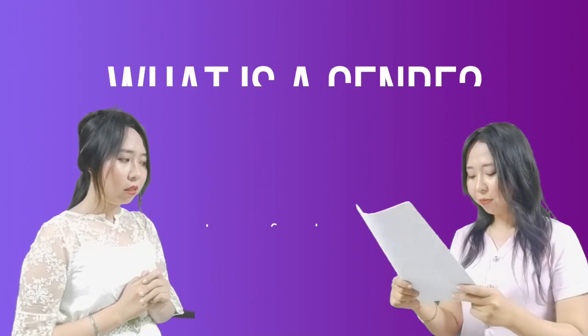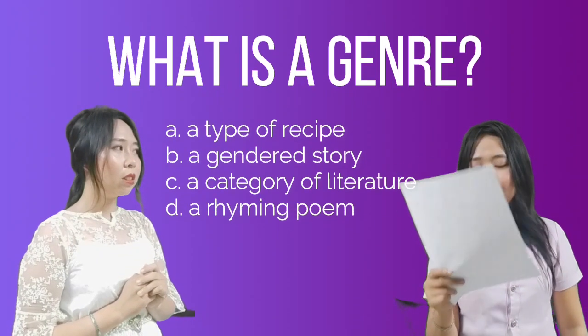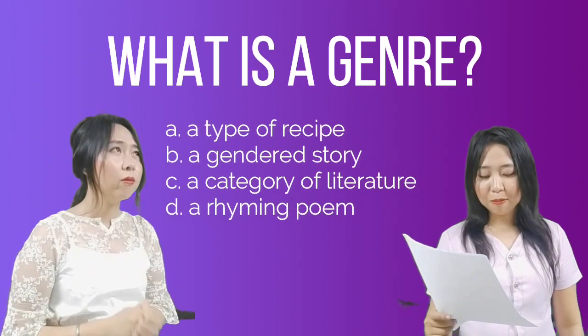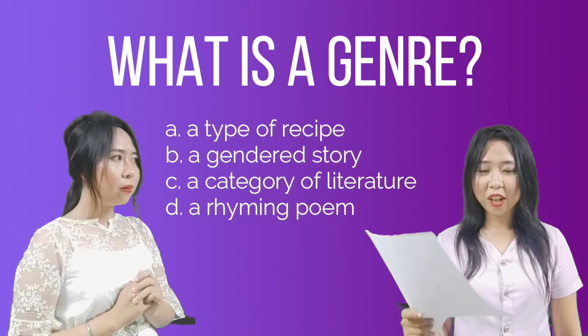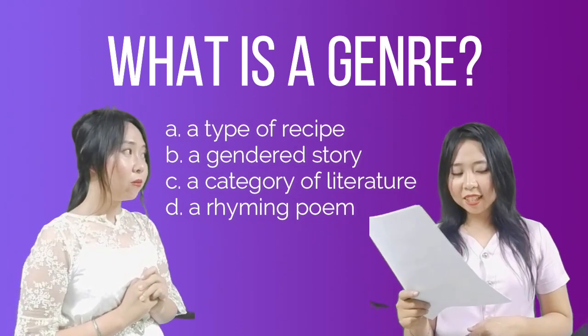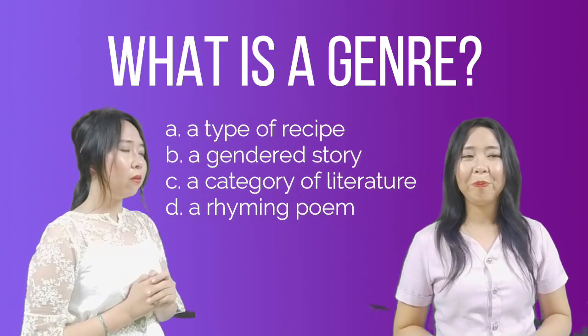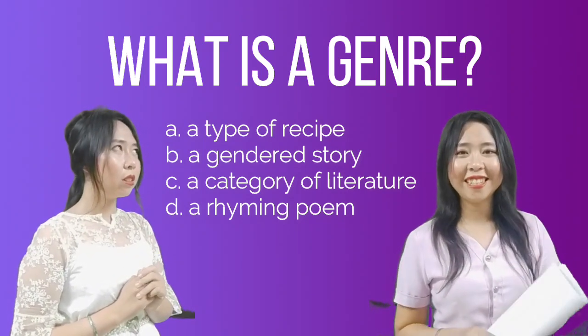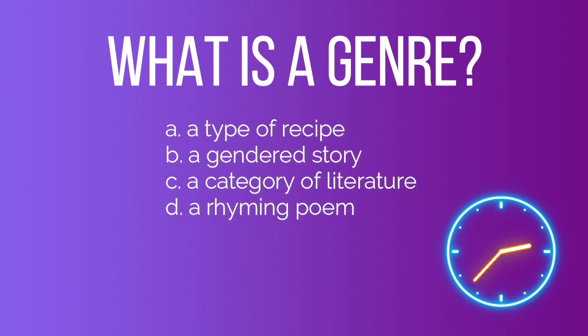Right, so I have here the questions. Number 1, what is a genre? A, a type of recipe. B, a gendered story. C, a category of literature. And D, a rhyming poem. 5 seconds starts. What's your answer? Letter B. The answer is letter C.